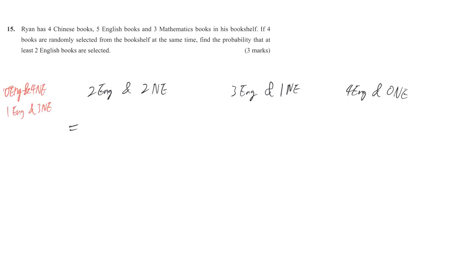So that's why this one, I just demonstrate one term. Among 5 English books we take 2, and then among 7 non-English books we take 2. Without any constraint, all the books together are 12, we take out 4. Similar thing for the other cases. So that's all.